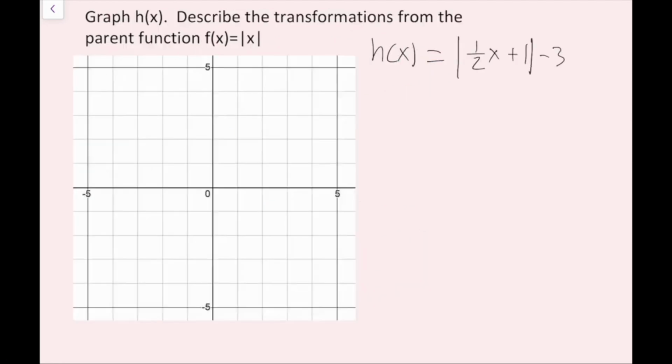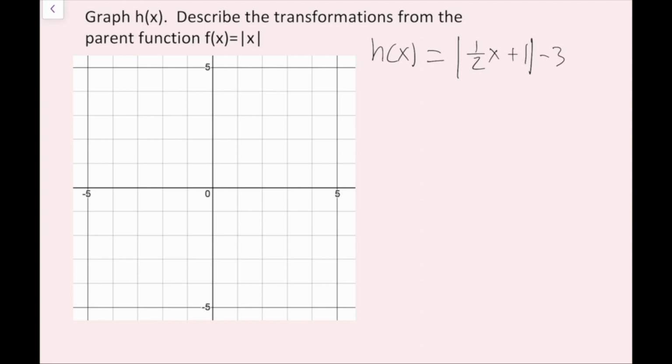For this one, we're going to graph h of x and then describe the transformations from the parent function f of x equals the absolute value of x. So it's a very similar type of question that we had in the last example. But notice, now I have a coefficient that's on the inside of my absolute value rather than the outside. So there's multiple ways to do this, but I'm going to show you the best way and the easiest way that I think there is to do this.